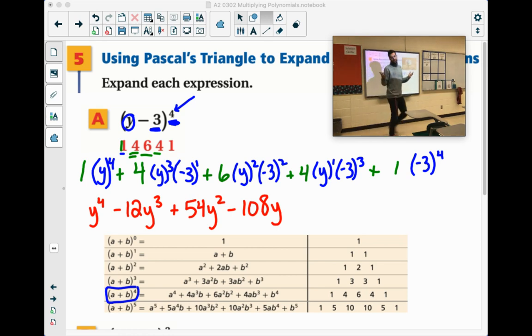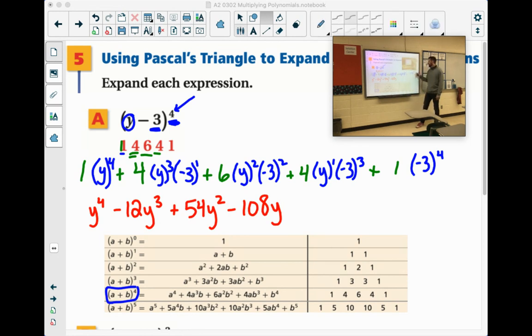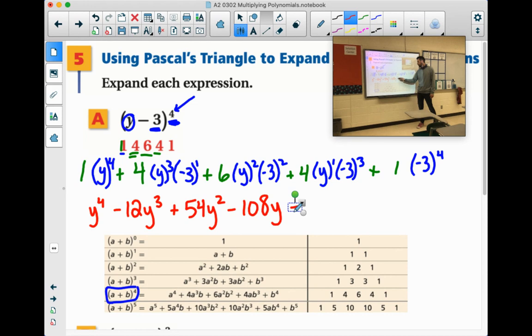We were close. Almost got there. So we were at this: negative 3 to the third is negative 27, times 4 is negative 108 y to the first. And then the last term we have here is 1 times negative 3 to the fourth. So negative 3 to the fourth is 81, times 1 is 81. So this would be our final expansion.